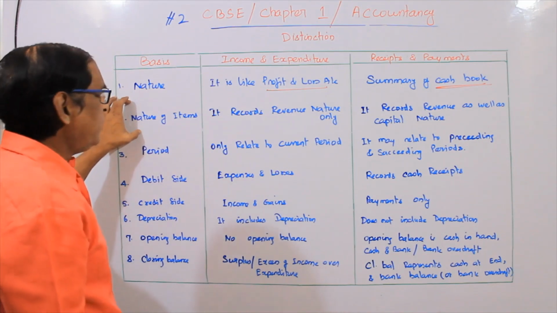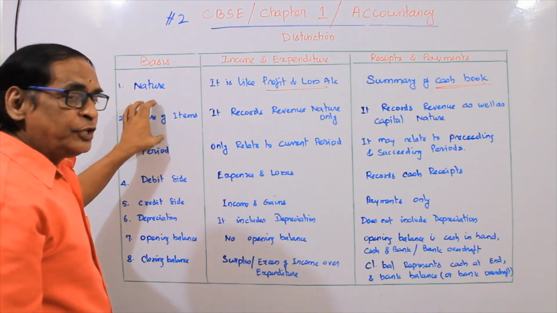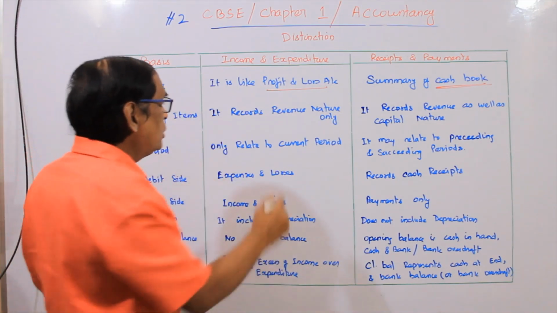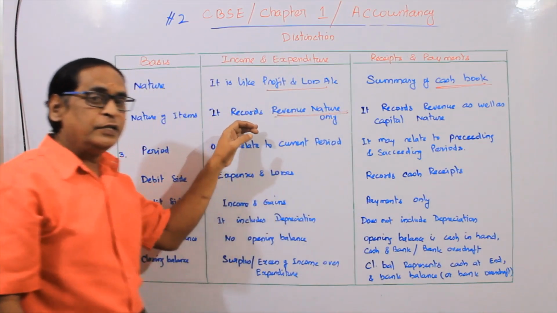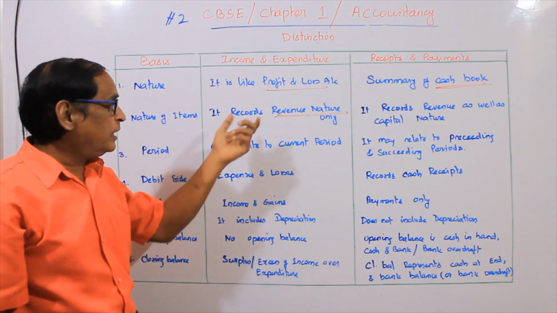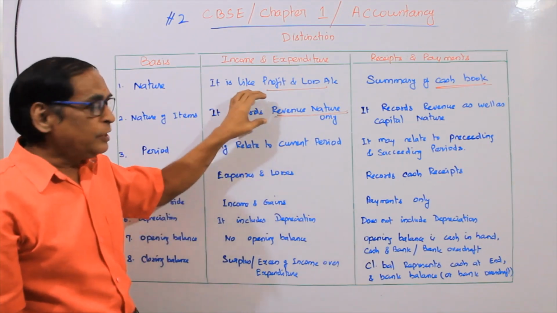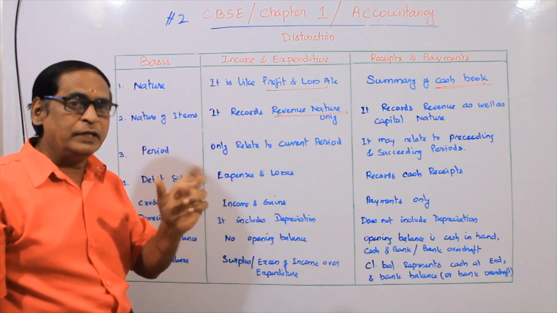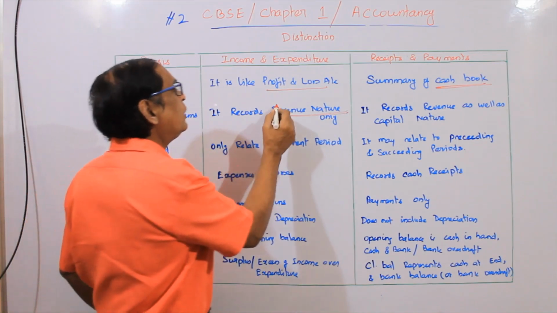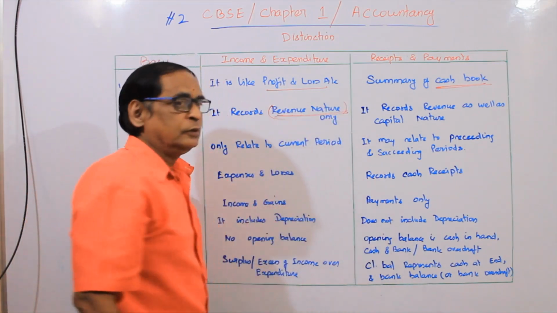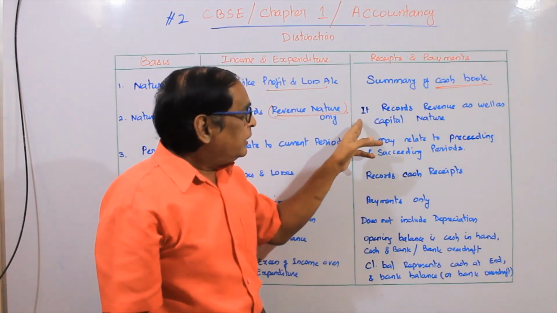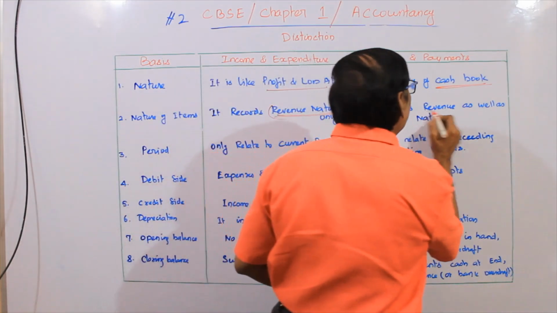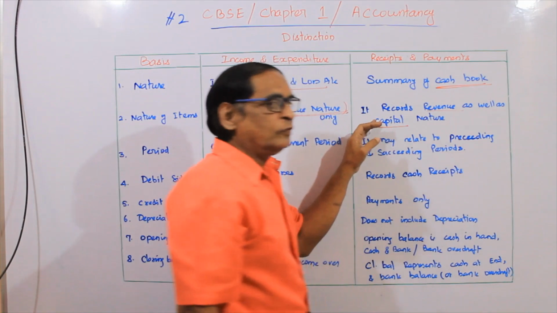And then nature of items. Nature of items means income and expenditure account records only revenue nature. I had already explained it is for only a 12 months period. Whether it is an expenditure or income, it must be taken into account for 12 months. Understand? So, revenue nature. But as far as receipts and payments account is concerned, it records revenue as well as capital.